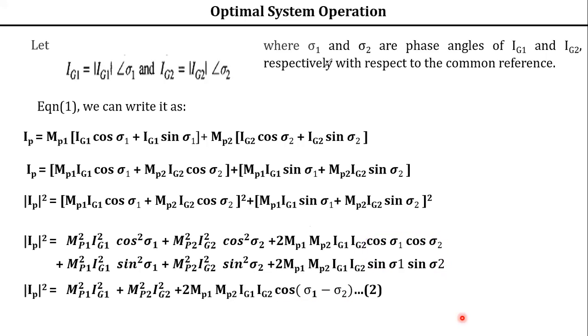Okay, now let us move on to the next step. Now you know equation 1 and equation 2 here. Understood? Now let us define what is IG1 and IG2. Already we have defined IG1 in polar form, isn't it? So what is IG1 in polar form? IG1 at an angle of sigma 1, and IG2, magnitude of IG2 at an angle of sigma 2, we have represented. That is in polar form.